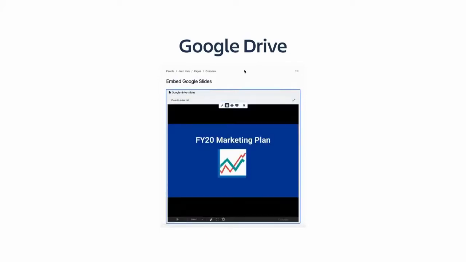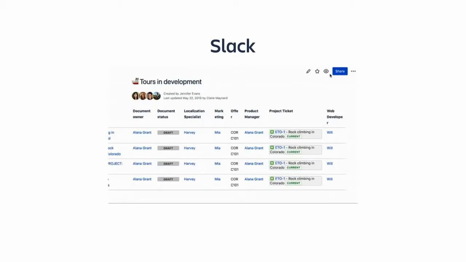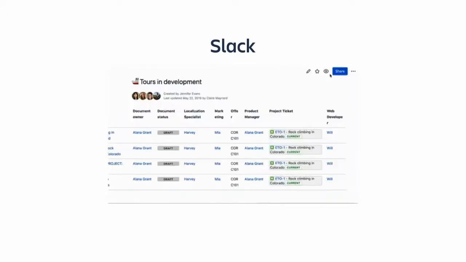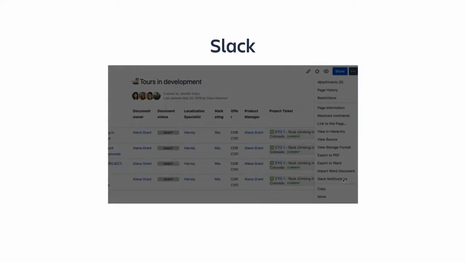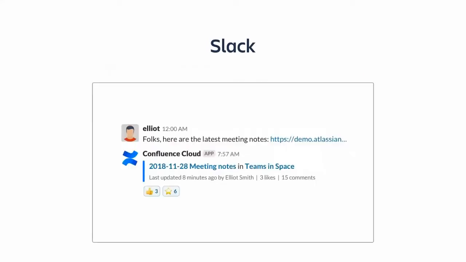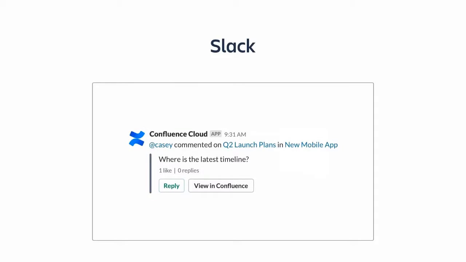Let's go to the Slack integration. The Slack app allows you to interact with Confluence directly within Slack. So if you use Slack to chat with your team, this is a great way to stay in one app without interrupting your workflow. You can choose what pages and spaces you want to track in Slack and what notifications to receive. You can see a Confluence page preview in Slack and even reply to a Confluence comment.